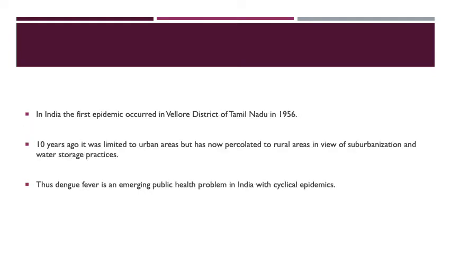In India, the first epidemic occurred in Vellore district of Tamil Nadu in 1956. Ten years ago, it was limited only to urban areas, but now it has percolated to rural areas as well because of the suburbanization and the water storage practices. Thus, we can say that dengue fever is an emerging public health problem in India with cyclical epidemics.